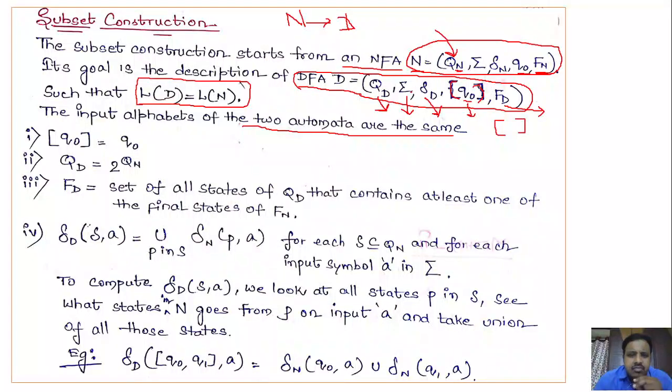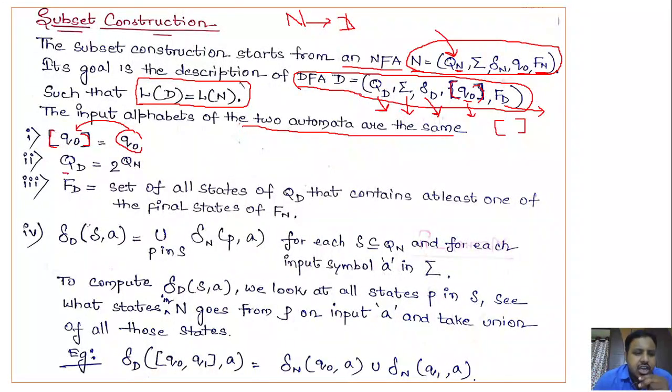Then here we are making a change. Q naught is the starting state in the NFA, so that same state will be the starting state in the DFA. But in order to distinguish the Q naught in the DFA, we enclose it in square brackets. As I mentioned, the states in the DFA are enclosed in square brackets. What is the necessity here? The necessity is that we are able to distinguish the state in the NFA from the state in the DFA. That is the reason we enclose the state in square brackets in the case of DFA.